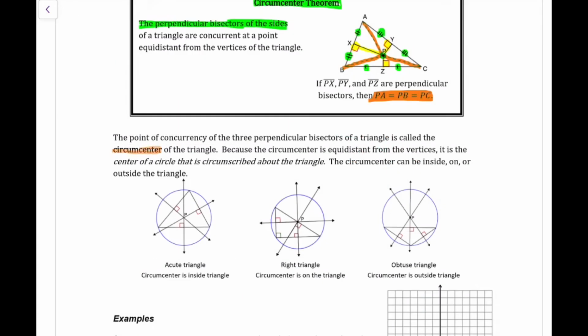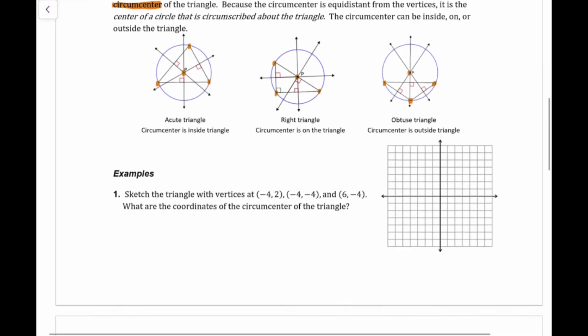So if you take that point of concurrency, it's called the circumcenter, and the reason that it's called that is because it's circumscribed outside of the triangle. The circumcenter can be inside, on the triangle, or outside of the triangle. So if we look at these triangles, if I have an acute triangle, it would be inside the triangle. The circumcenter on a right triangle will be on the triangle, and a circumcenter will be on the outside of the triangle if it's an obtuse triangle.